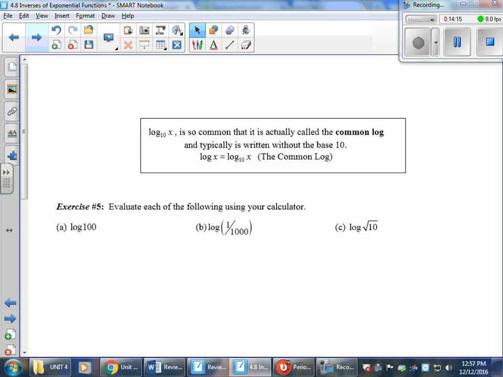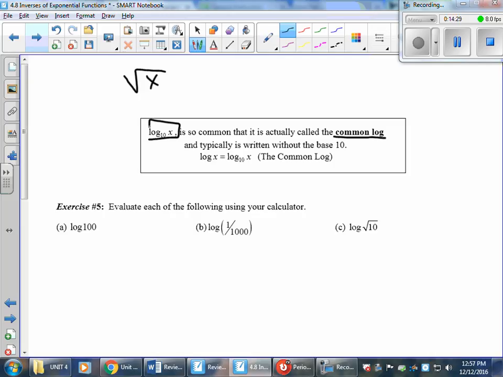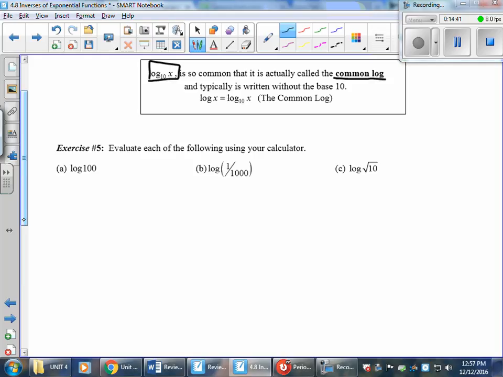When we talk about the square root of x, we don't put the 2 in there because we recognize that it's supposed to be a 2. Well, it's the same thing with this thing we call the common log. The common log says log base 10, and we use it so often that if it just says log x, we're assuming that there's a base 10 there. Okay, so when you look down here at exercise 5, it says evaluate each of the following.